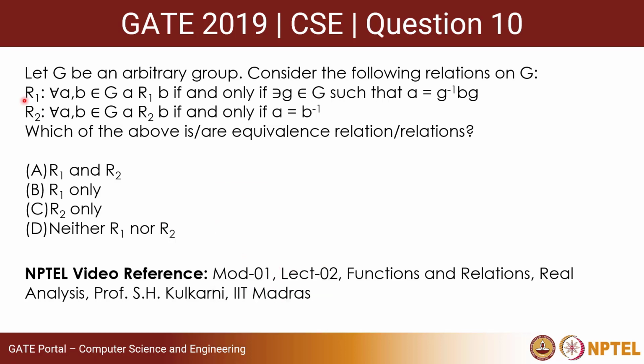R1 is: for all a, b belonging to G, a R1 b if and only if there exists an element g belonging to capital G such that a is equal to g inverse b g. R2 is: for all a, b belonging to G, a R2 b if and only if a is equal to b inverse. Which of the above is or are equivalence relation or relations?